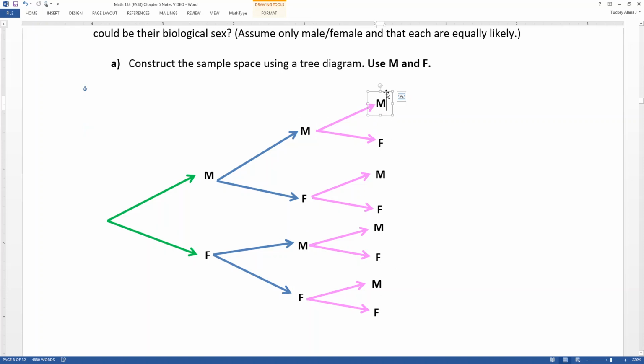Every single one of these end branches, so this M right here, has a way that you got to it. Sometimes I'll have students that get confused about this. So I say, imagine this M, how did you get there? You got there from this M, which came from this M. So M, M, M is how we got there. If you're at this F, you got to that F by going M, M, F. That gives you the next one. Then this M, how did we get there? Well, we got there from an F right here and an M right here. So M, F, M.